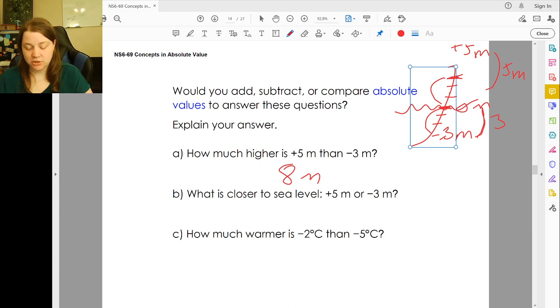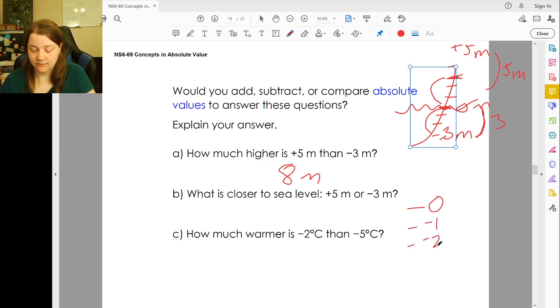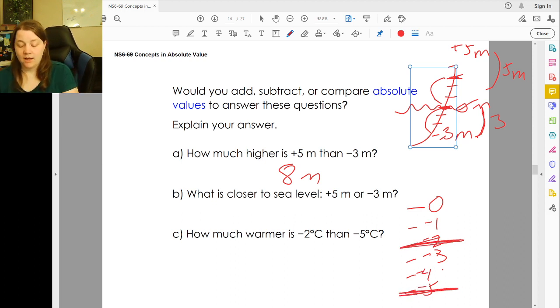How much warmer is 2 degrees Celsius than 5 degrees? Then how much warmer is negative 2 degrees Celsius than negative 5 degrees Celsius? We'll find at 0 degrees, negative 1, negative 2, negative 3, negative 4, negative 5. That means that negative 2 is here, negative 5 is here. So I would know that that is 3 degrees warmer, because 5 minus the 2, not counting these 2, leaves me with 3 degrees.